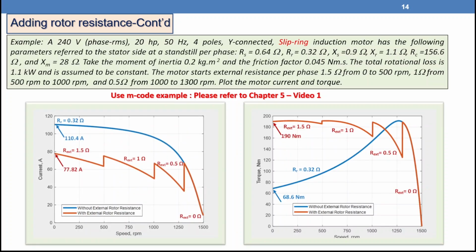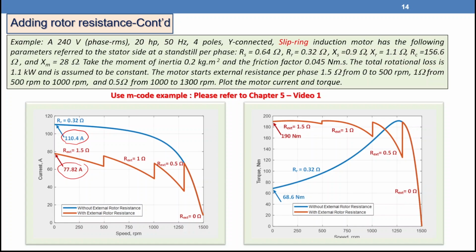So if you look here for the current, the blue line shows that we had no resistance. So that one is a normal starting. With the rotor resistance of 0.32 ohm, the current is 110.4 ampere. But if we add 1.5 ohm at the starting, the current drops from 110 to 77.82 ampere. That one is a huge value.